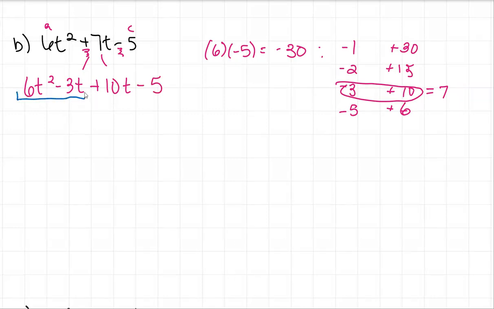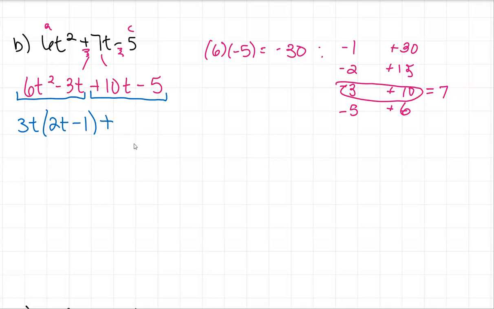Group the first two terms and the second two terms. GCF from the first two is 3t, right? Because I can divide each of these by 3t. What do I have left? 6 divided by 3 is 2. T squared divided by t is t. 3t divided by itself is minus 1, negative, right?